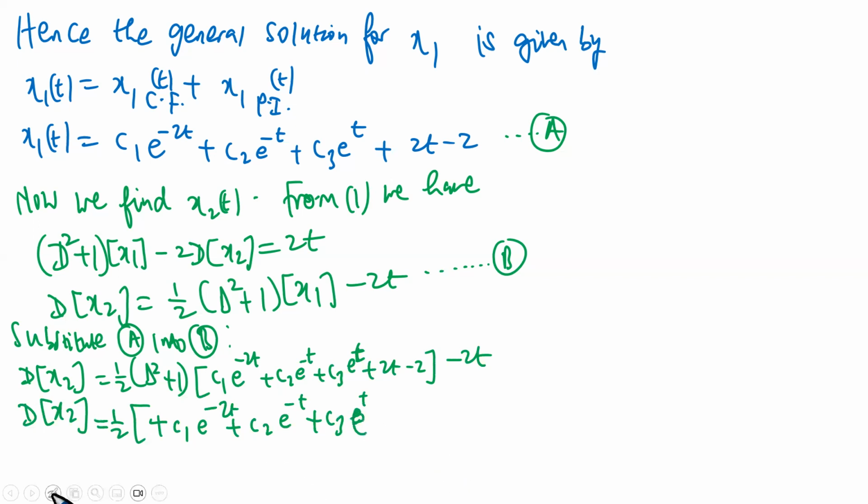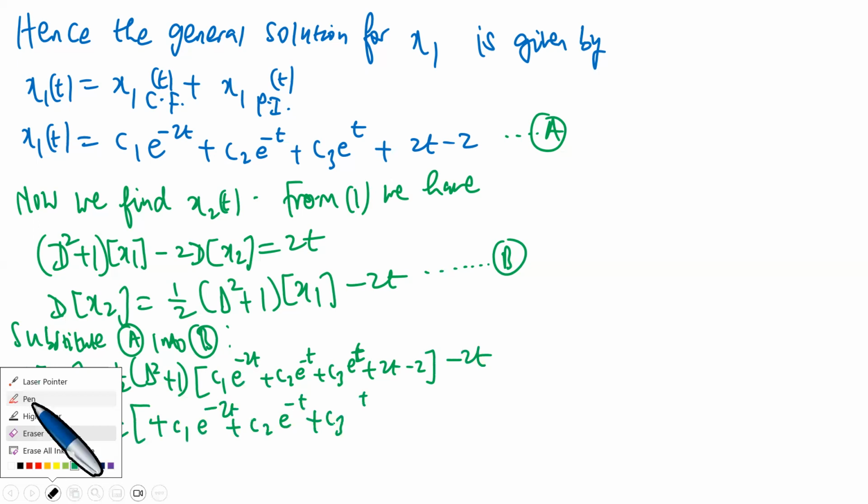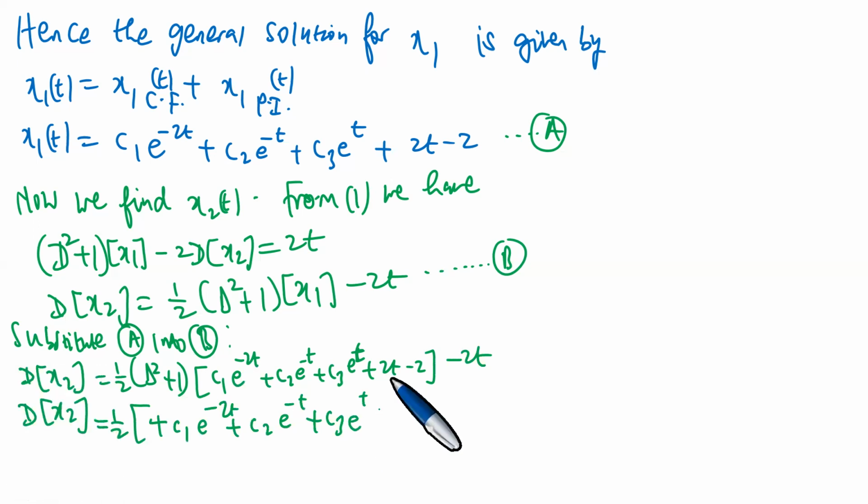And then now, obviously, we proceed. We look at this other one here. This is only e, then this one here is going to be 0. Because we're doing twice, the first time is going to be 2, and then the next time is going to be 0. So D squared has already done its job. We now just multiply everything by 1. We're keeping the half outside. So it's just going to become C1 e to the minus 2t, C2 e to the minus t, C3 e to the t, 2t minus 2.